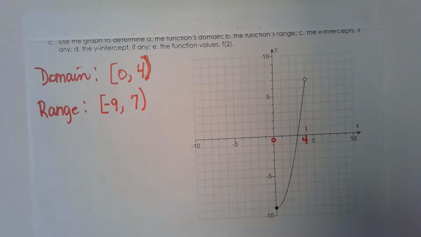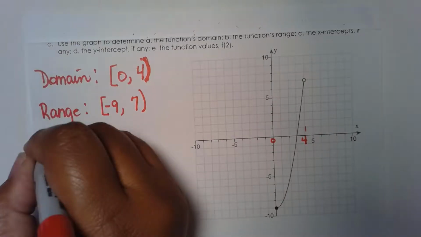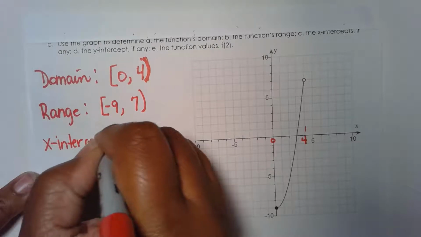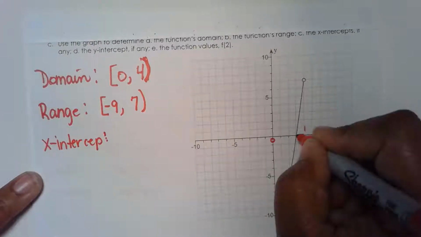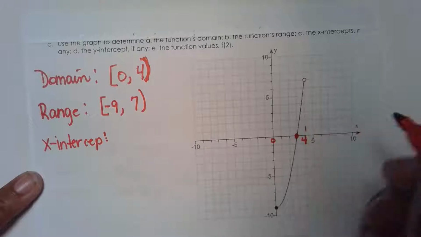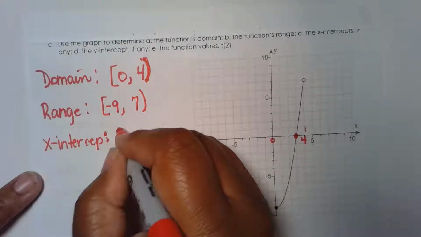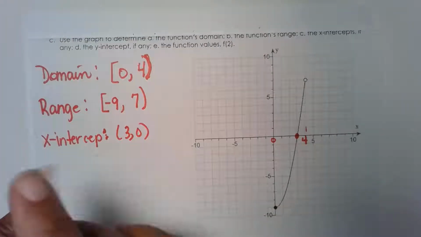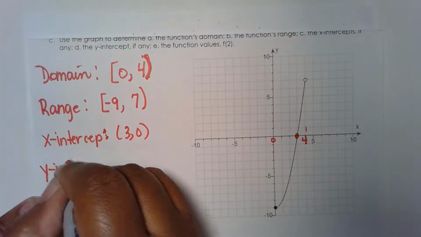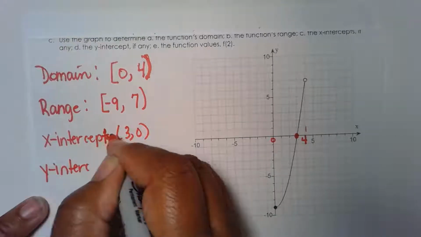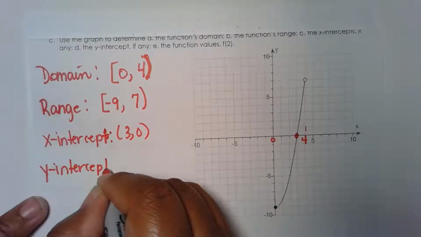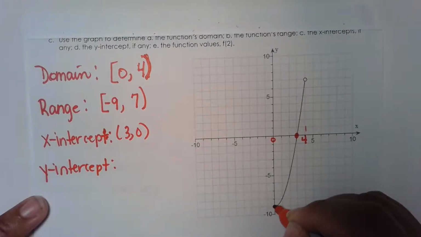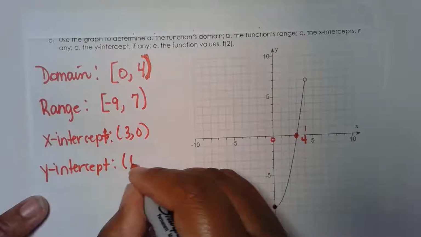Next, what is the x-intercept? Is there an x-intercept? Yes, right here at 3, 0, right, as an ordered pair. Is there a y-intercept? Yes, at, or the y-axis is at 0, -9.